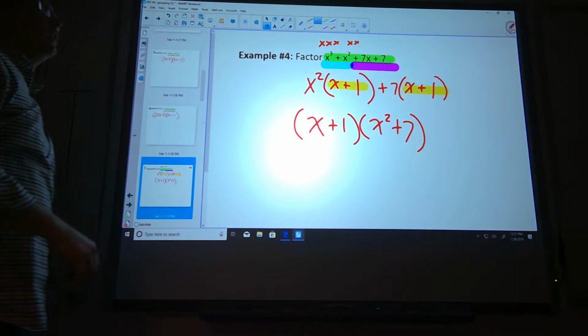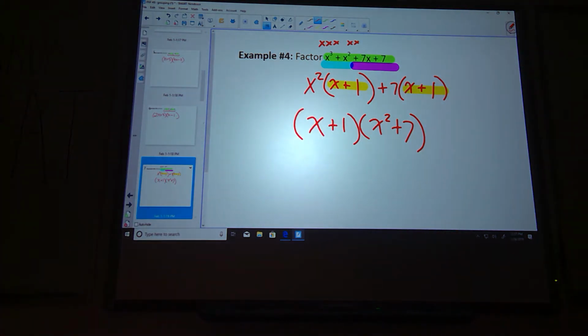Done. So if you have 4 terms, you look at the first 2, factor the maximum out. Look at the next 2, factor the maximum out, and then it breaks down to what we were just working on. You have this grouped thing. You have something with parentheses.